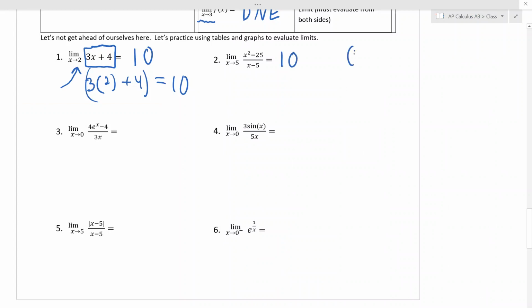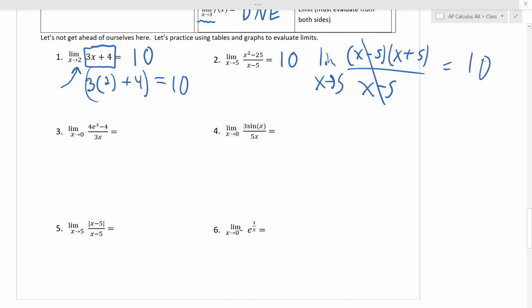Algebraically, we could have seen that because the numerator factors like that, the denominator is that, and that crosses out. When you plug 5 into there, you get 10. Okay, but right now we're just worried about graphically. Number 3 is 4e to the x minus 4, over 3x. So let's graph that thing.